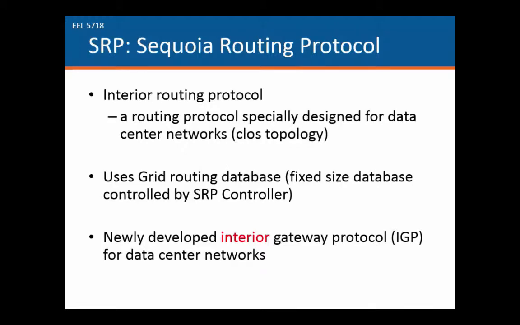So what is SRP? SRP is an interior routing protocol, and like I said, it's specifically for data centers. It doesn't work in a different type of topology. It's not very effective. It's a little bit different than OSPF in that it uses a grid routing database, which I'll talk a little bit more about, and it's a fixed size database controlled by the SRP controller. SRP is a newly developed interior gateway routing protocol, again specifically designed for data center networks.